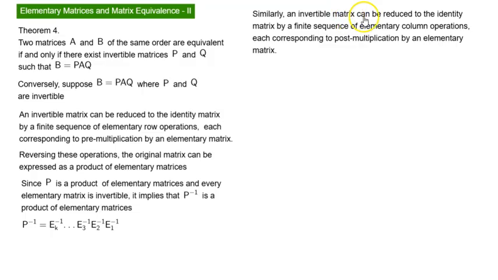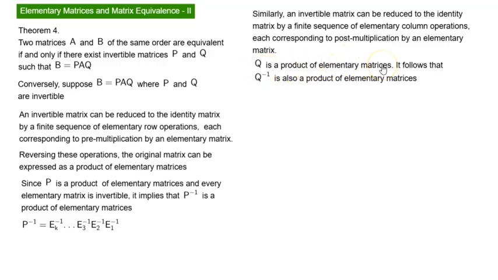Similarly, an invertible matrix can be reduced to the identity matrix by a finite sequence of elementary column operations, each corresponding to post multiplication by an elementary matrix. Here, Q is a product of elementary matrices. So it follows that Q inverse is also a product of elementary matrices. So Q inverse is equal to the product of inverses of the elementary matrices.